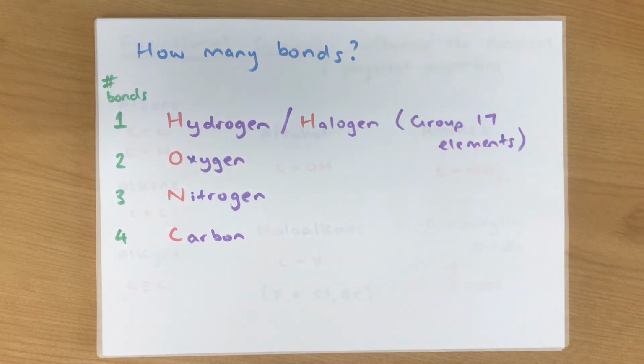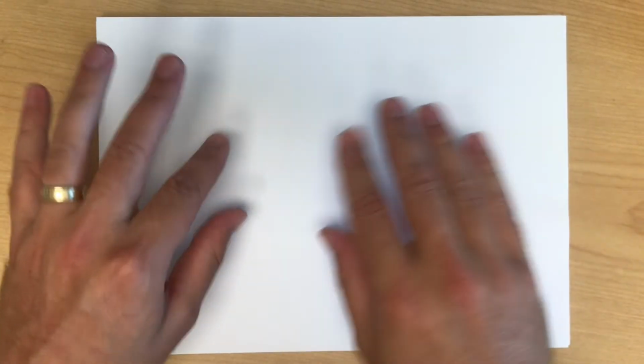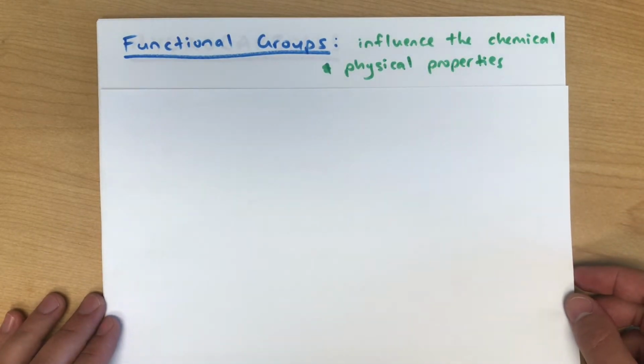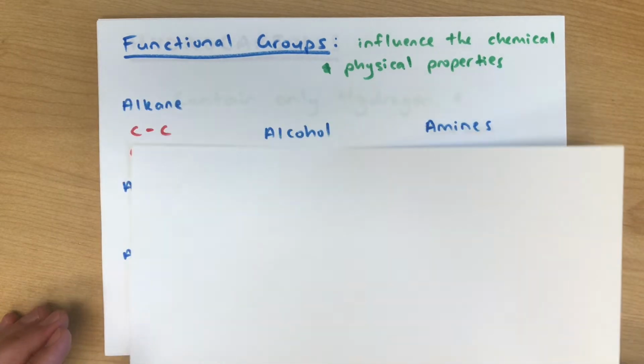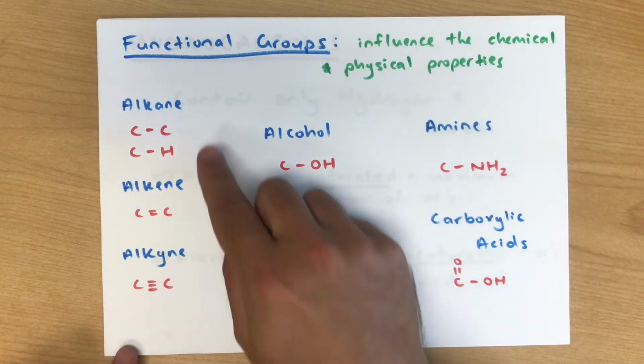All organic molecules are the same in that they've got a carbon chain, so some sort of chain of carbons with lots of things hanging off them. Those things that hang off them are called functional groups. And the functional groups influence the chemical and physical properties of the molecule. These are the functional groups we're going to see throughout this year. The first ones we'll look at are these 3.